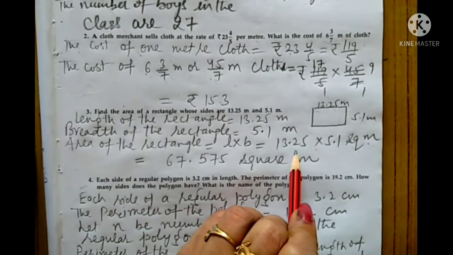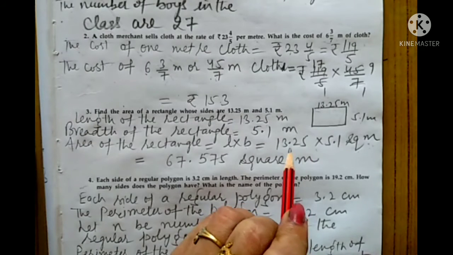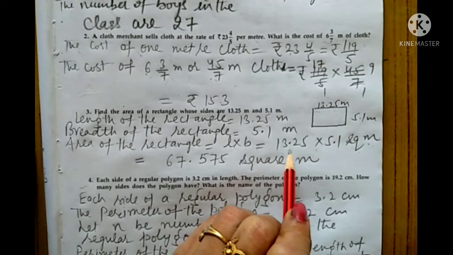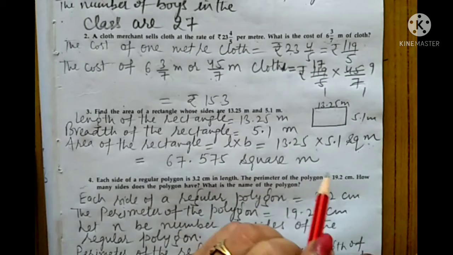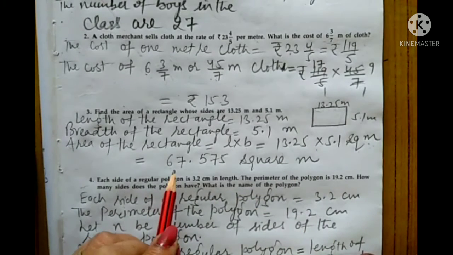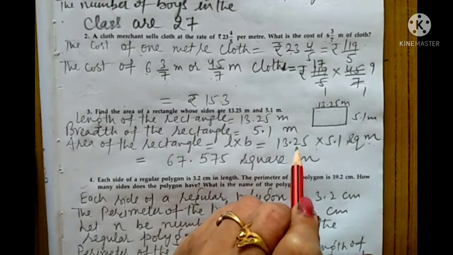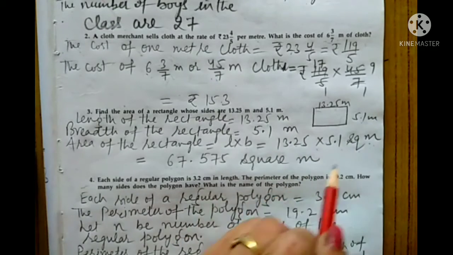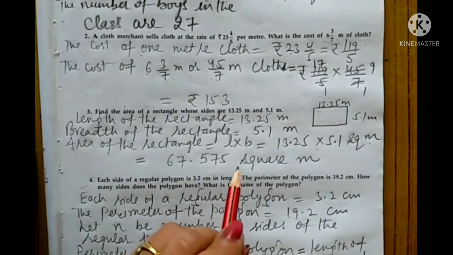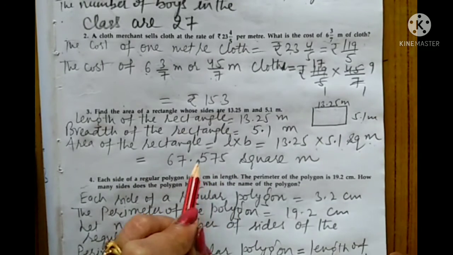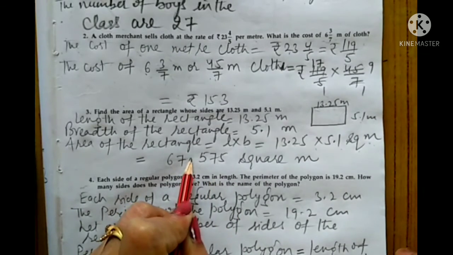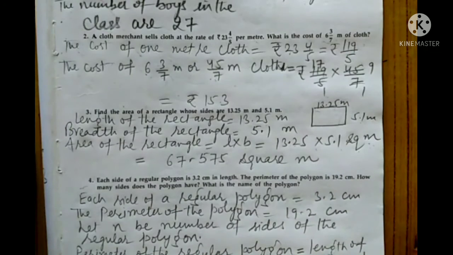So ignoring the decimal point, you will multiply 1325 by 51. What will you get? You will get 67,575, and after the decimal, how many digits are there? 1, 2 and here 3. So from your right you will leave 1, 2, 3 digits and place the decimal. Okay, you should do the multiplication yourself also.